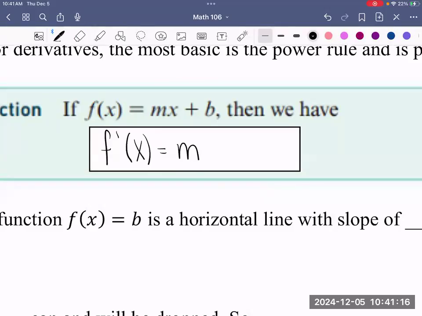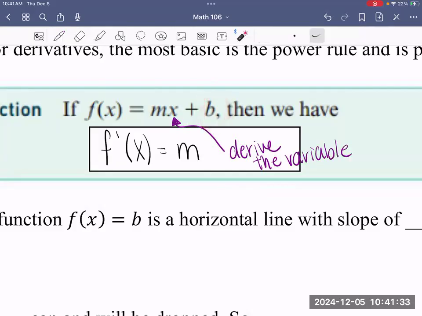Now, when we go to derive, we're deriving your variable. So your variable here being x, I'll state it here, we derive the variable. Now, b, well, yes, in its current state looks like it's a variable. But what is the name of b? It's a y-intercept, but what is the y-intercept at the end of the day? It is a constant. B is considered a constant.